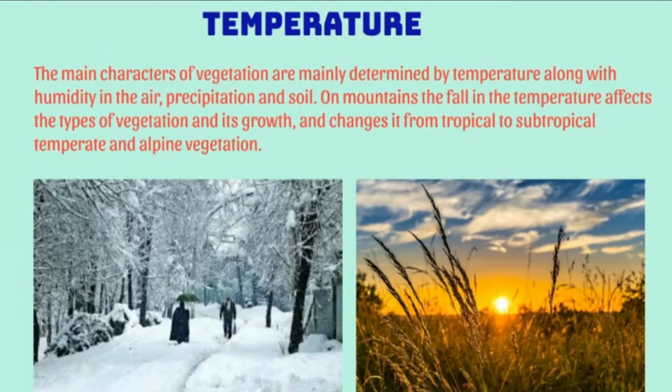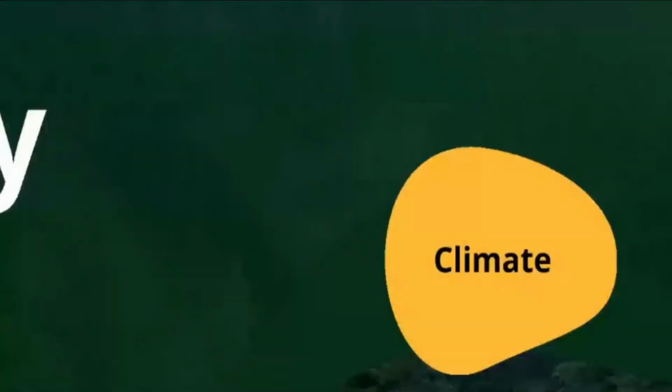On mountains, the fall in the temperature affects the types of vegetation and its growth, and changes it from tropical to subtropical, temperate and alpine vegetation.